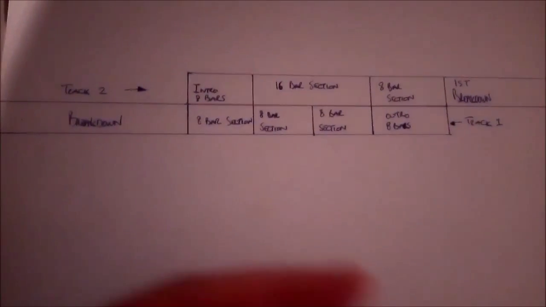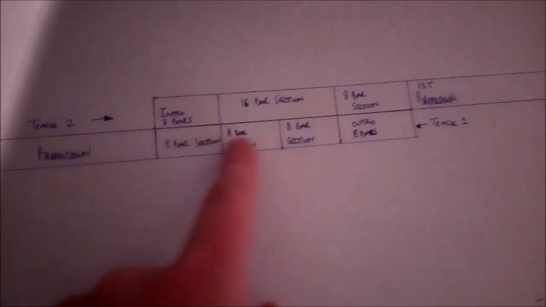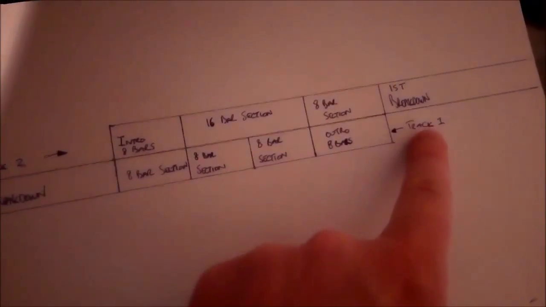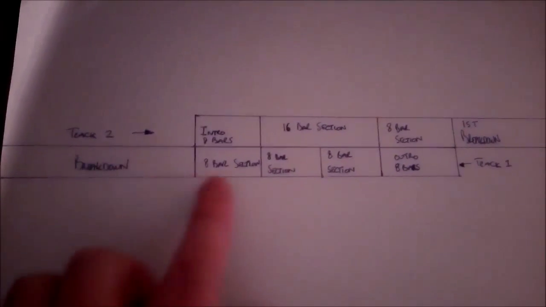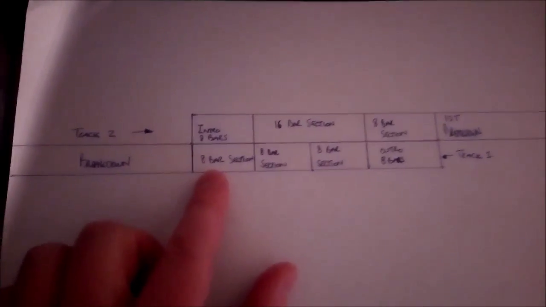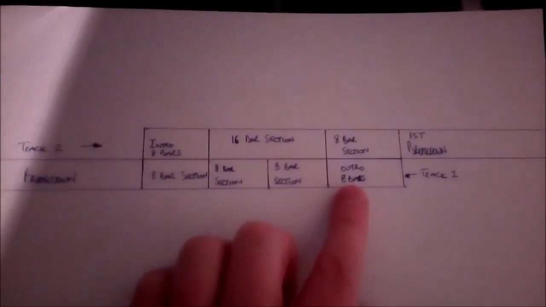Okay, so I've done a diagram here, just showing you, when it comes to phrasing the mix, how your mix looks on paper. So we've got track 1 here along the bottom, and that's playing along. We've got our breakdown here, and then our 8-bar section when it builds up, followed by 2 8-bars and an outro of 8 bars.